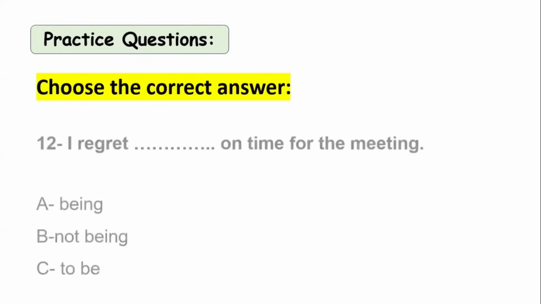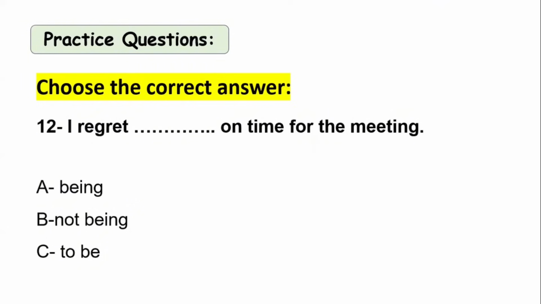Next, I regret. أندم. One of the expressions to express regret is regret something. Okay. أندم على شيء. I regret being or not being or to be on time for the meeting. Is it possible to regret being on time for the meeting؟ يعني معقول هندم على قدومي في الموعد؟ Of course I will regret not being on time. أندم على عدم وجودي في الموعد. Okay. So usually regret is used with a verb with ing. Okay. I regret doing something.